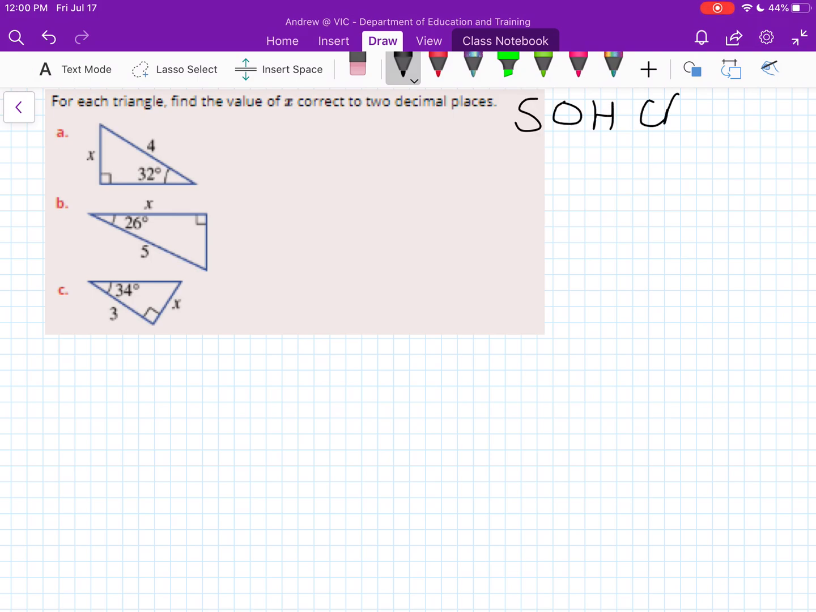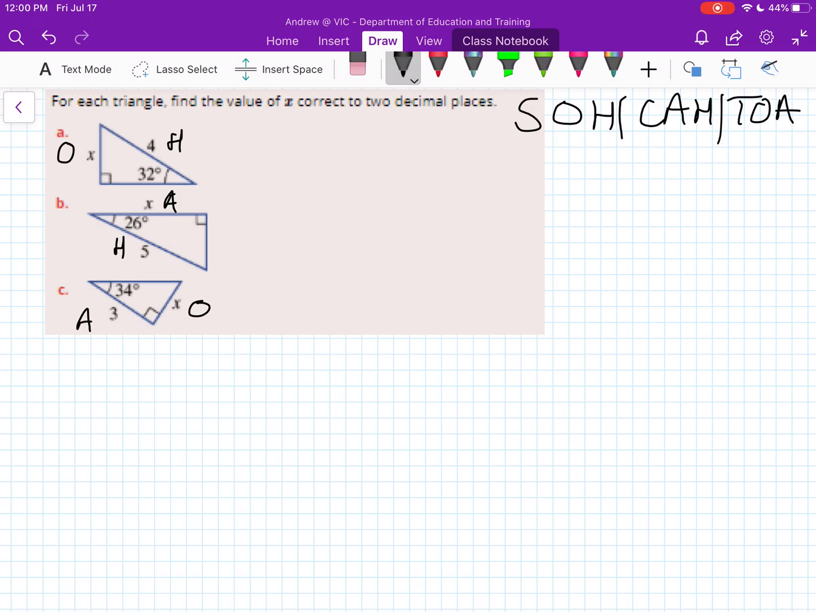SOH CAH TOA. Okay, very important. So when we're setting up our trigonometric ratio, what I like to do is look at the angle and see what side lengths we are working with. So I'll just do this for all three examples now. For A, we're working with our opposite and our hypotenuse. For the second one, we're working with an adjacent here, and then we're working with the hypotenuse. And then for the last one, we're looking at opposite and adjacent. Okay, so that's what we've been given.